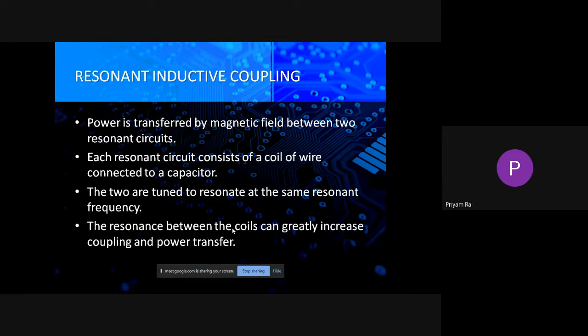Then the resonance between the coils can greatly increase coupling and power transfer. That's why we use resonant inductive coupling instead of inductive coupling: because of the resonance, the power is greatly increased, and it can be transferred to a longer distance.